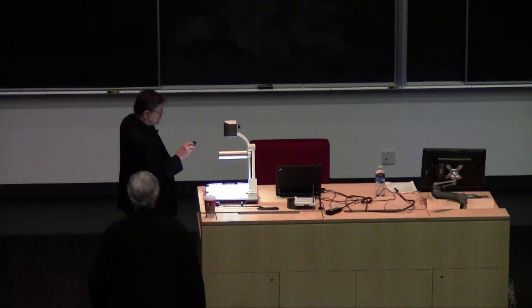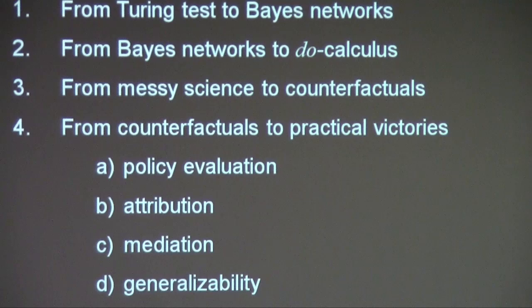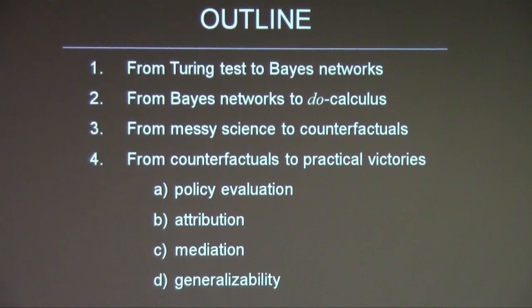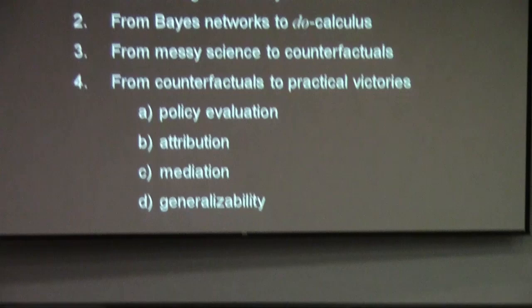Okay. I'll give you an overview of what I'm going to talk about. I'll go from the Turing test to Bayesian networks. I had some flirtation with Bayesian networks in the 1980s. From Bayesian networks to the do-calculus, the calculus of doing and acting, with which I flirted in the 1980s and 90s, and then currently, we have the task of going from messy science to counterfactuals.